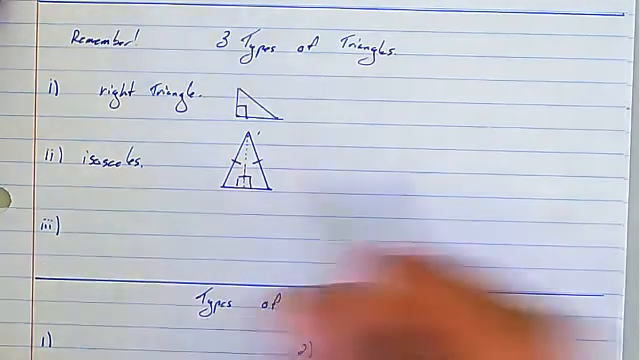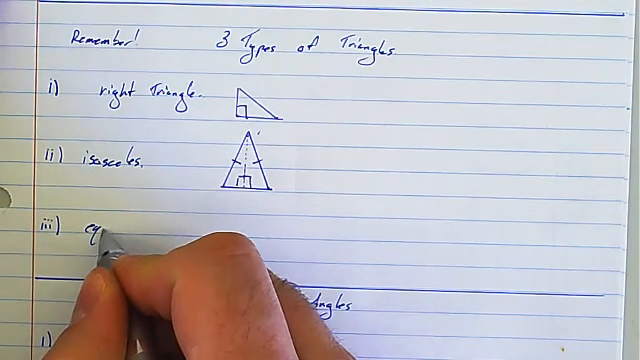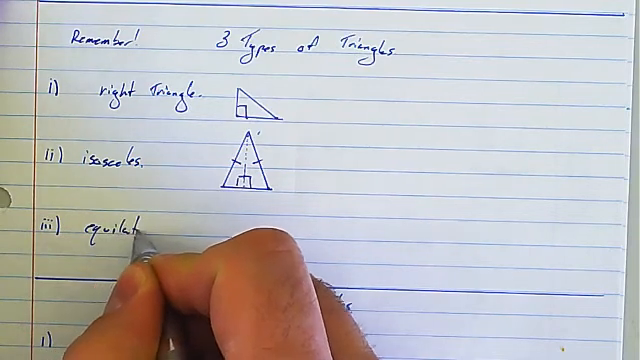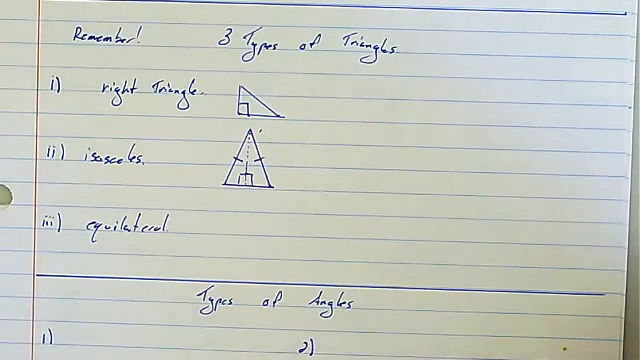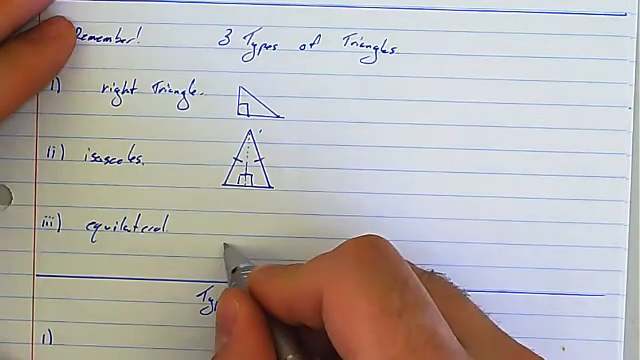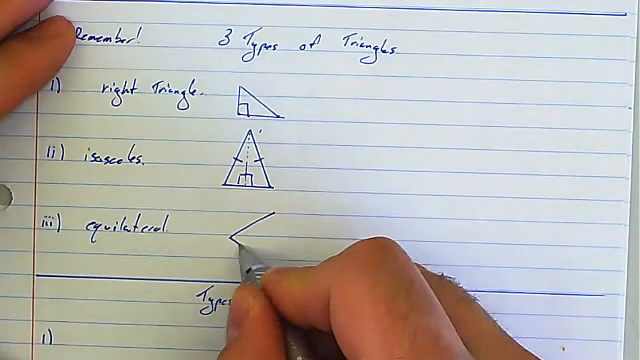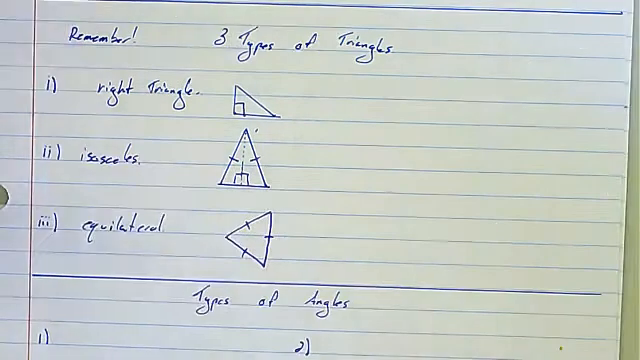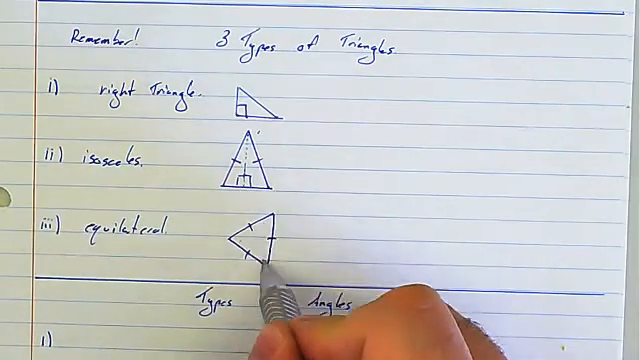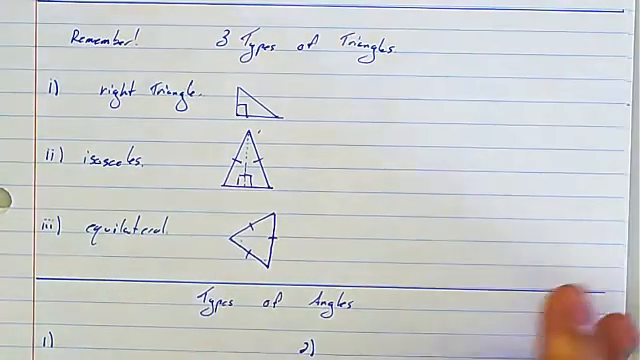Your last triangle would have been an equilateral triangle. And basically all three sides are going to be the exact same. And again, you show that by three lines. And each of these angles would be the exact same. Okay.